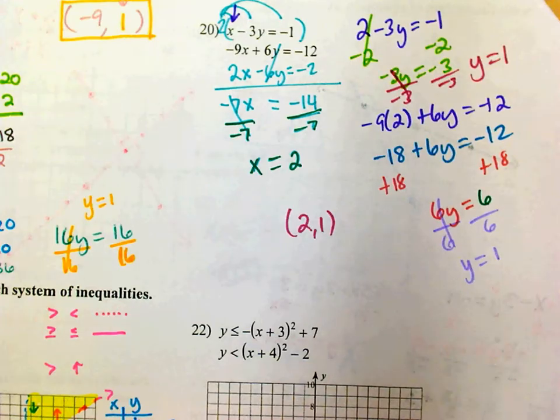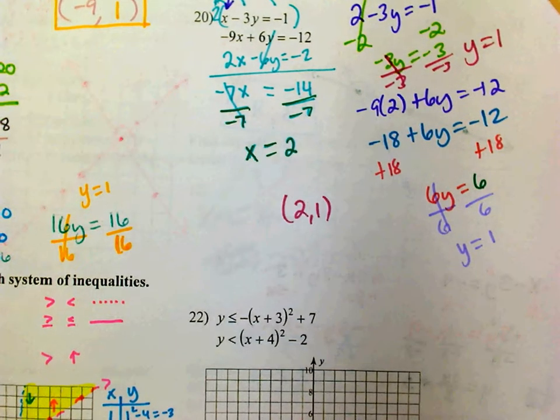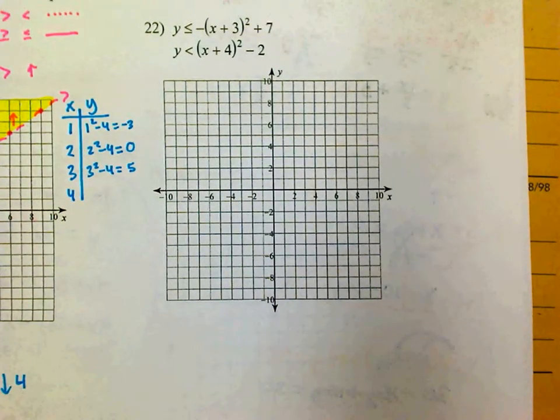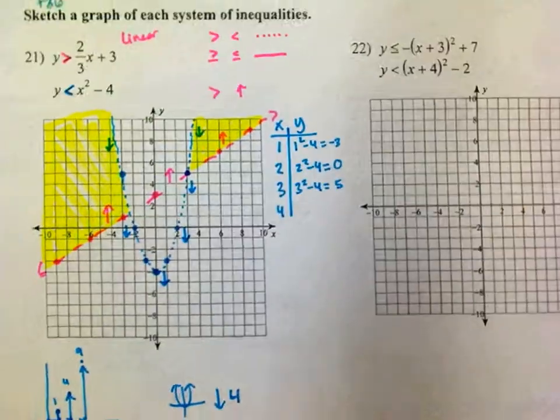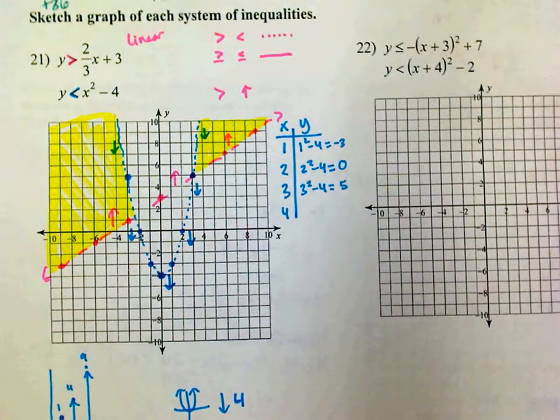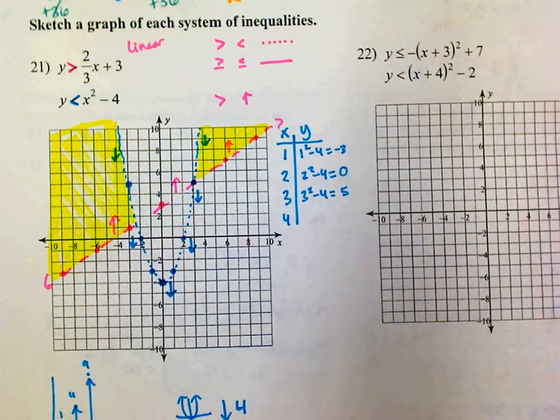Okay. 22. It says sketch a graph of each system of inequalities. So remember, when you sketch a graph of inequalities, we're talking about greater than, less than. You got to think about shading above or shading below, dotted versus solid, and linear versus quadratic. Now, this one had a linear function and a quadratic.